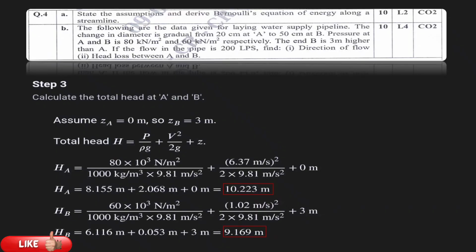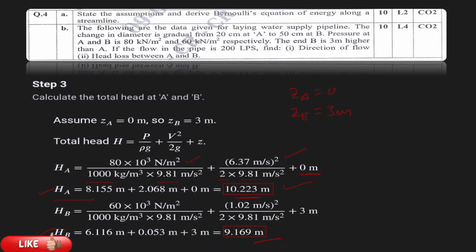Now we have to calculate total head at A and B. We already know that ZA is the initial point, therefore Z is equal to 0, and point B is 3 meter height from point A. Therefore total head is equal to P divided by rho g plus V square divided by 2g plus Z. After substituting all these values, we will get head at A is equal to 10.223 meter. Simple. The pressure at A is 80 kilonewton per meter square, rho is 1000 and g is 9.81, plus 6.37 meter per second whole square divided by 2 into 9.81, ZA is 0. So we will get HA is equal to 10.223 meter.